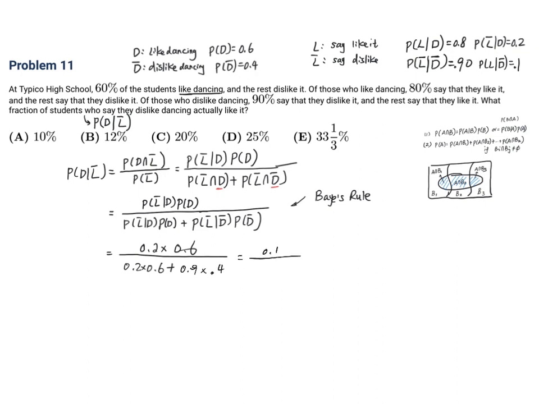This is 0.12 over 0.12 plus 0.36. This is 0.12 divided by 0.48, which is 1/4, or 25%.